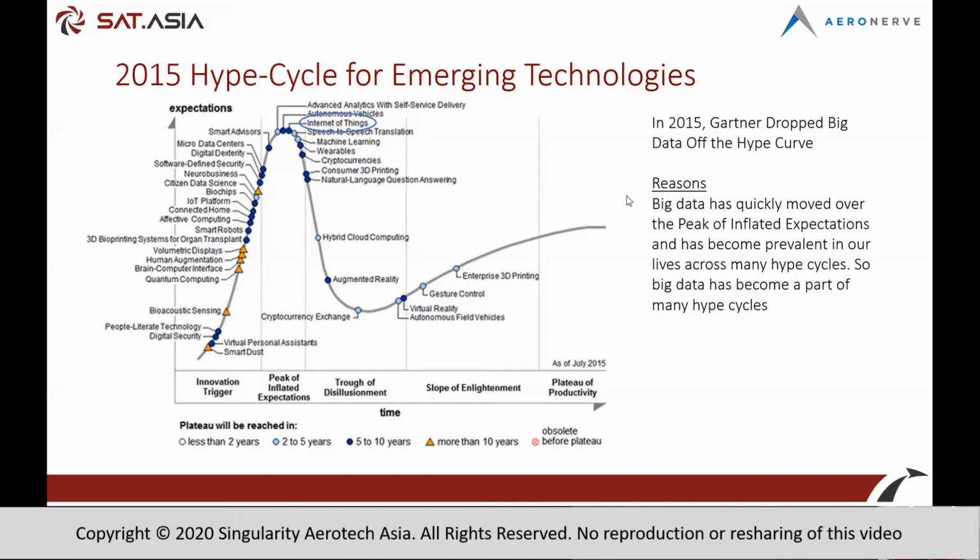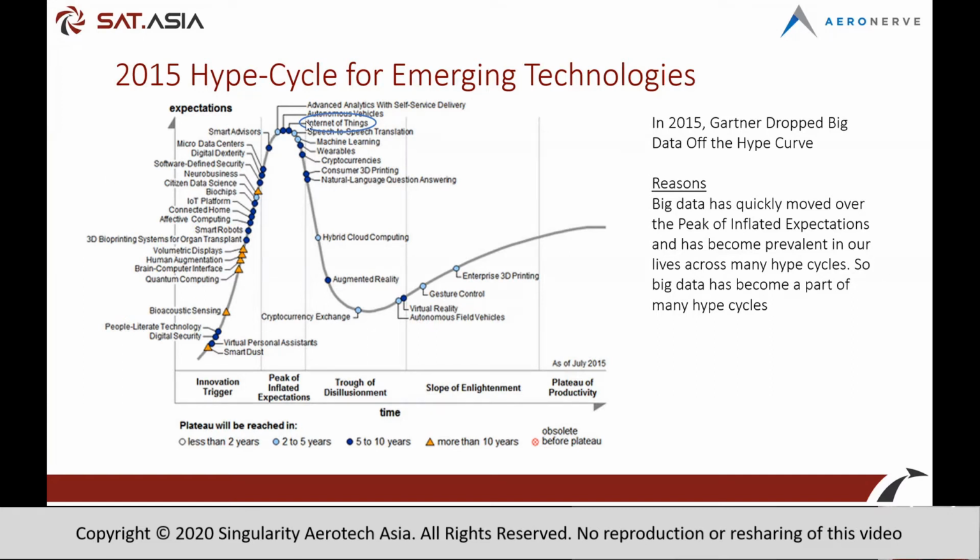And Gartner gives this reason: big data has quickly moved over the peak of inflated expectation, and it has become prevalent in the lives of many hype cycles. So that means it becomes part of many other analytics.